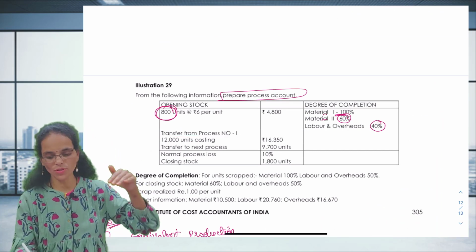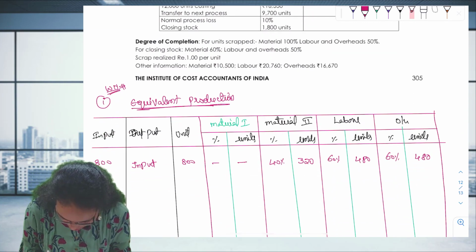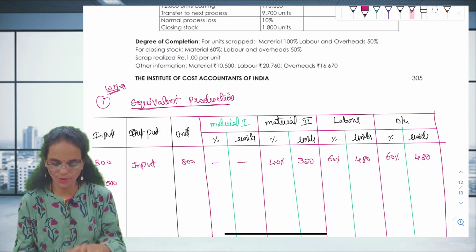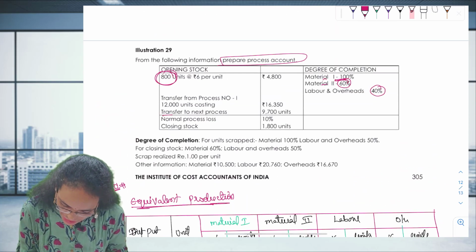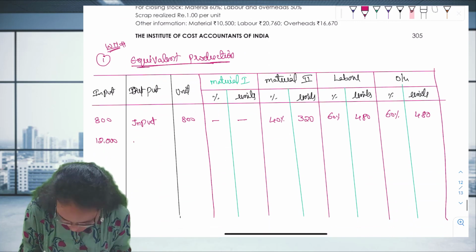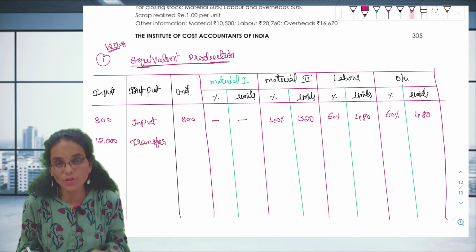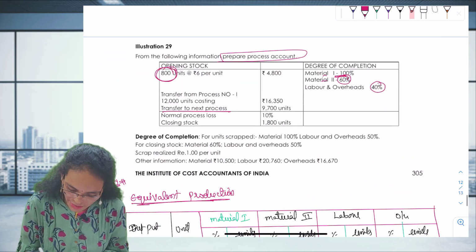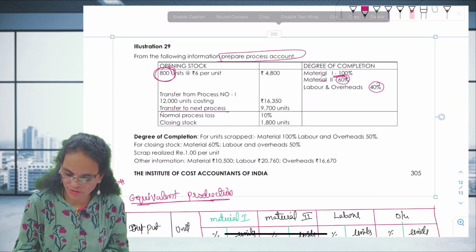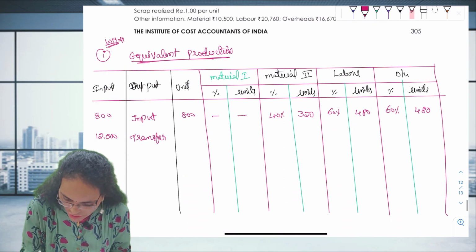From the previous process, 12,000 units got transferred. So that is also input to us, 12,000 units. That is the input. Done. Next one, transfer to the next process, 9,700 units. That is a transfer to the next process. How many units? 9,700 units.